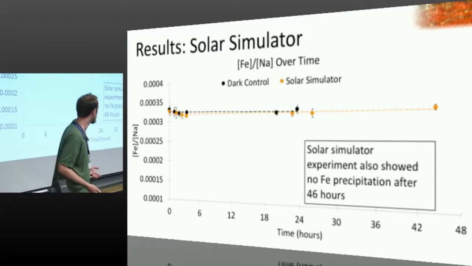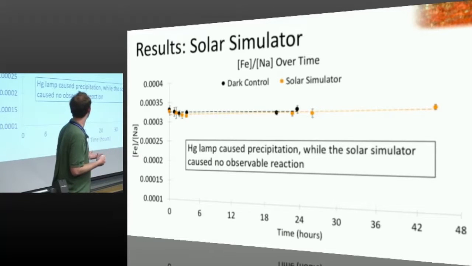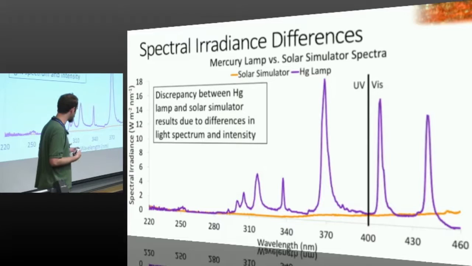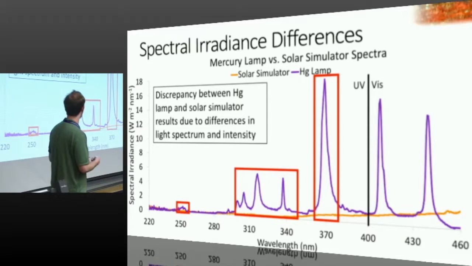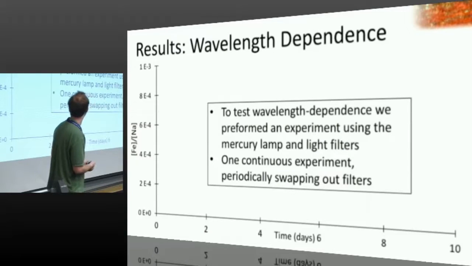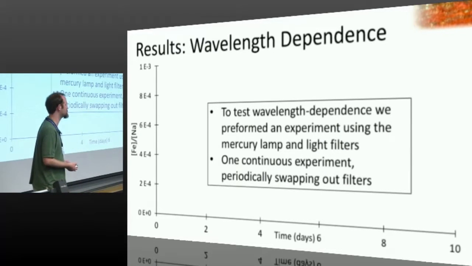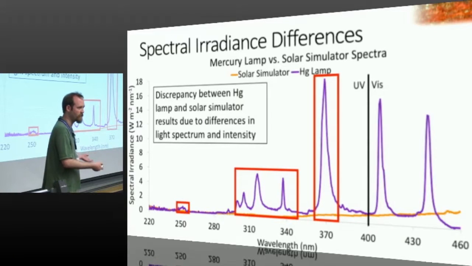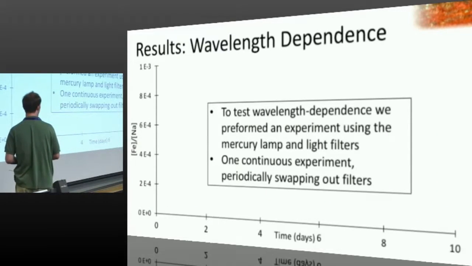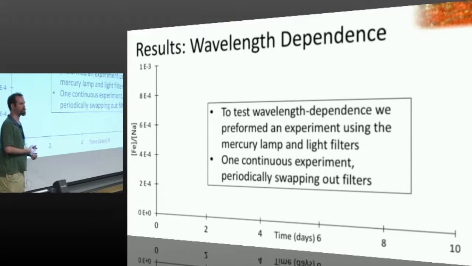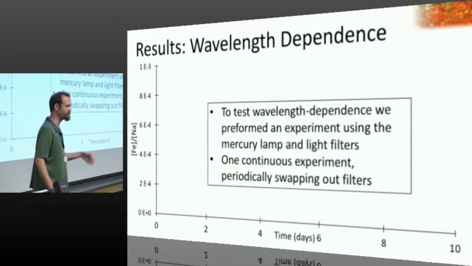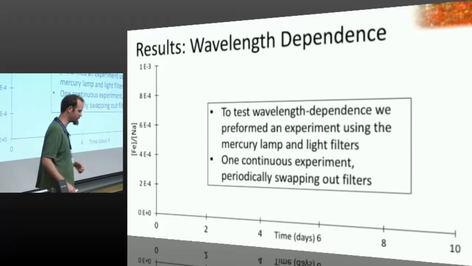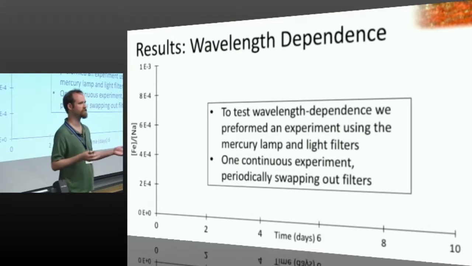This was quite puzzling, but the mercury lamp and the solar simulator have extremely different spectra. So there are just a few slight differences. To test the wavelength dependence, which of these differences is important, I performed an experiment using the mercury lamp and light filters. It was one continuous experiment, periodically swapping out light filters. If I changed light filters and saw a reaction, oh, that's the wavelength that caused it.